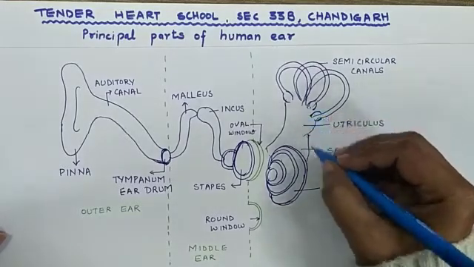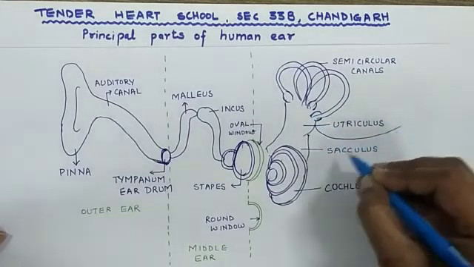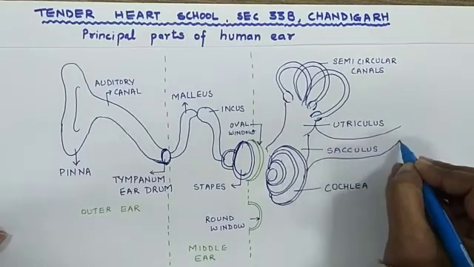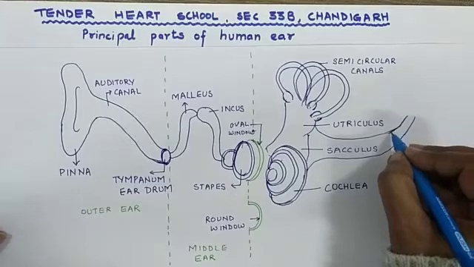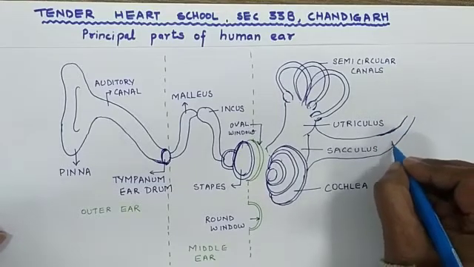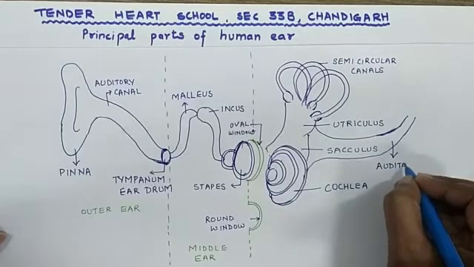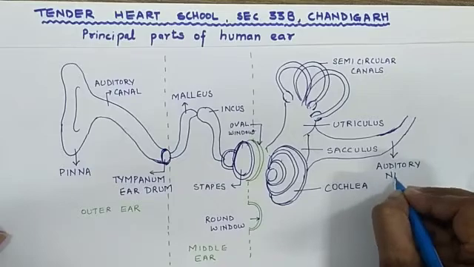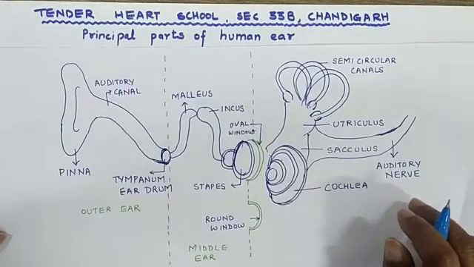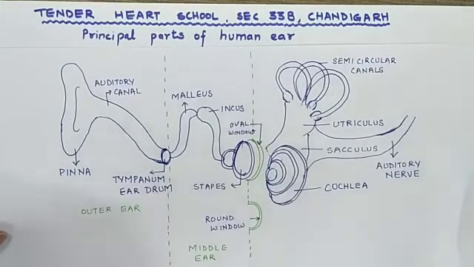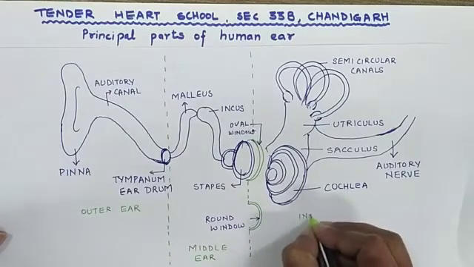Then from the whole of this inner ear we have one nerve which is going to the brain. So this is your auditory nerve. Auditory nerve is a nerve which is taking the signals from the ear to the brain, right? So let us label this one as inner ear.